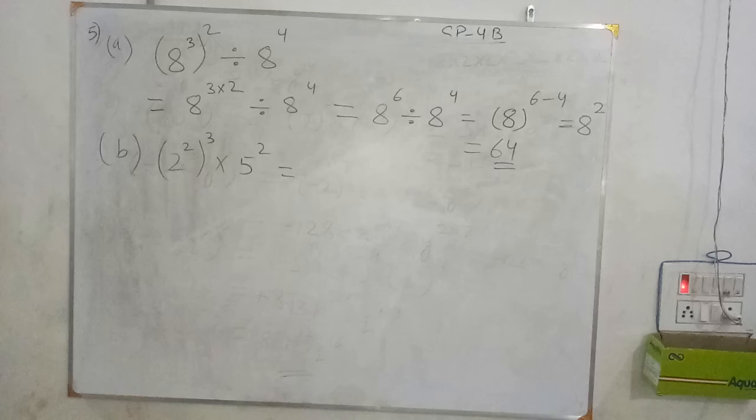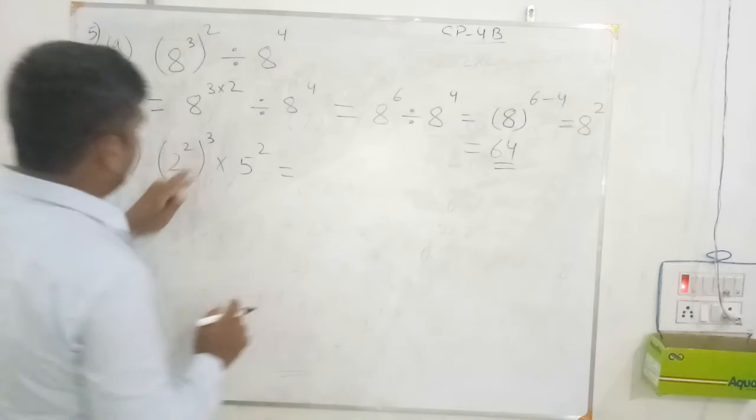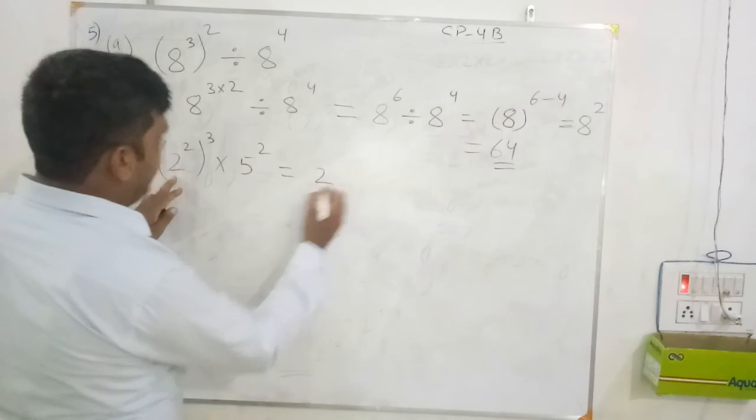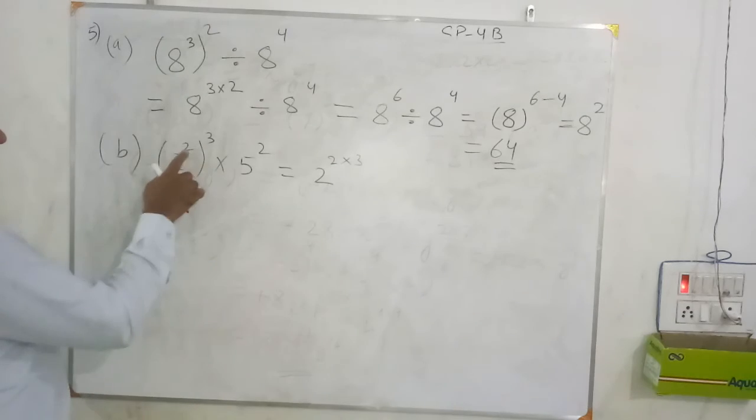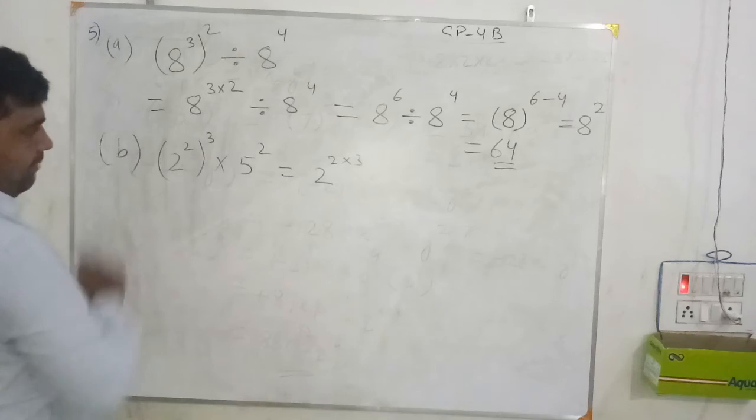2 square whole cube multiply 5 square. Now here, 2 square whole cube again. Take the base common, apply the power law. That is 2 multiply 3. Base common and multiply the power by applying the power law.